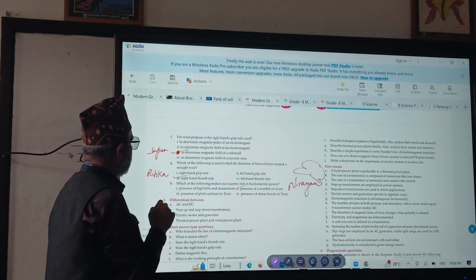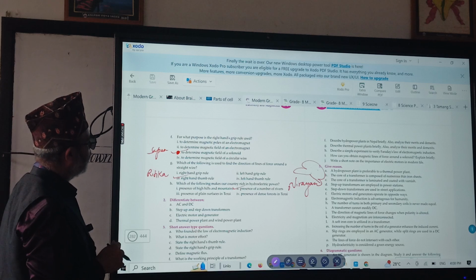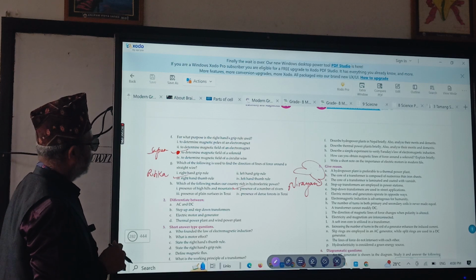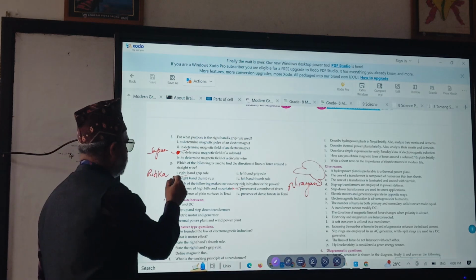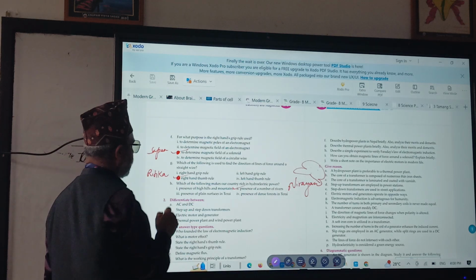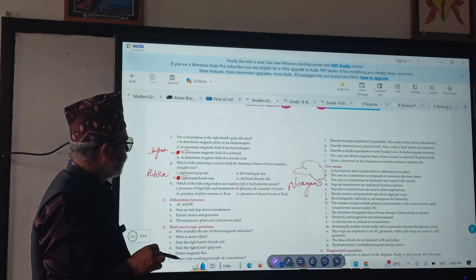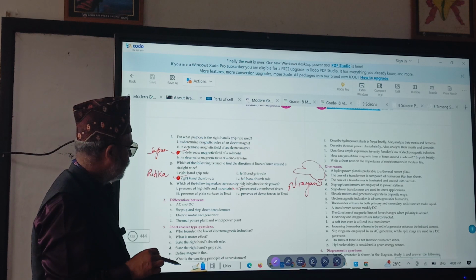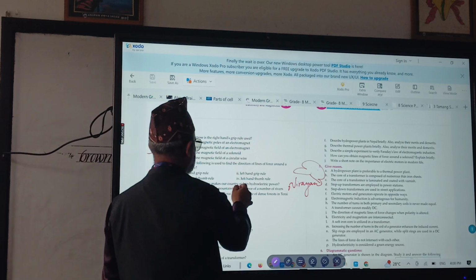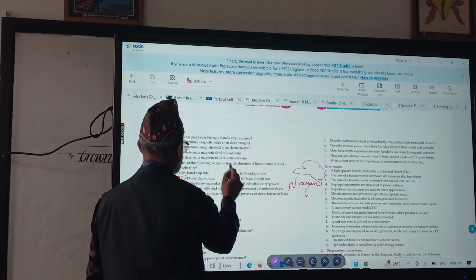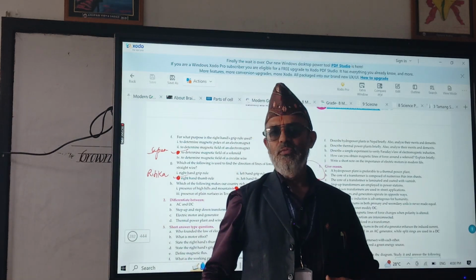Number G, Ritika said. Which of the following is used to find the direction of lines of force around a straight wire? Right hand thumb rule, right? That's right. Okay, this is also correct. Number H, which of the following makes our country rich in hydroelectric power? Presence of a number of rivers, that's right. Because of rivers, no? Yes, okay. That is all. So you can start doing the work.